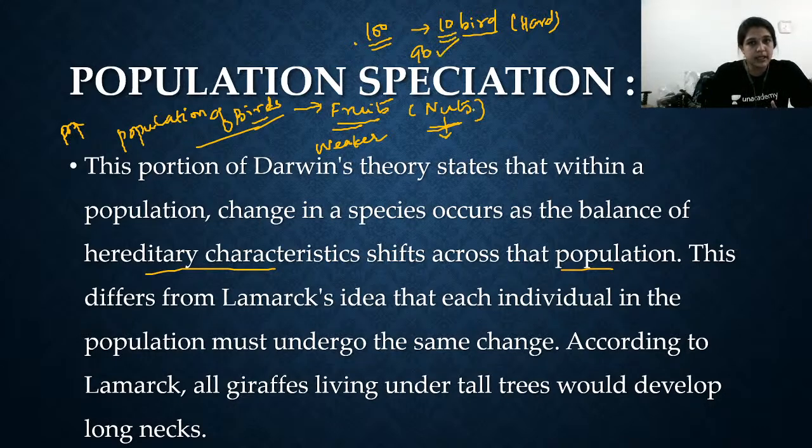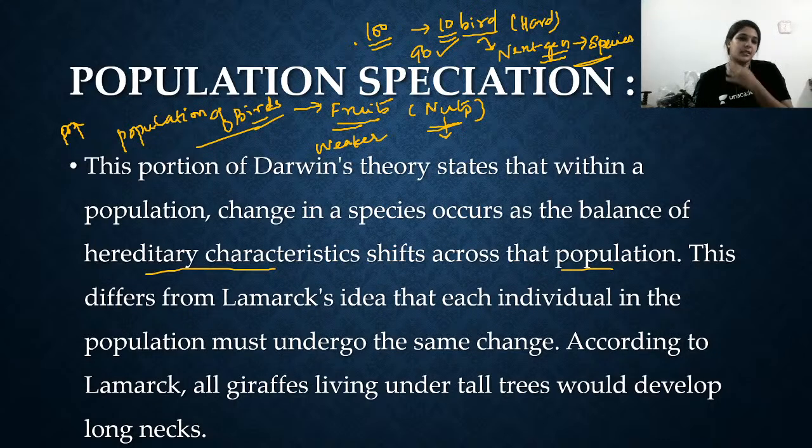But these 10 birds fed on nuts and they survived and they created the next generation. So this generation became a separate species, that is called population speciation. So already there is a population. Inside that population, there is some change occurring. That changed population becomes a separate species, that is becoming an individual species. This is what Darwinism is about.